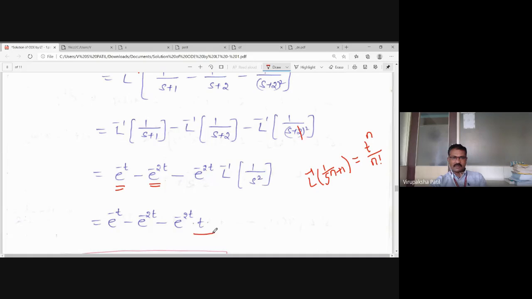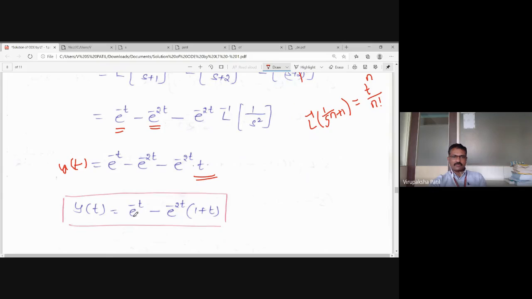Therefore, the required answer is what? y of t is equal to e to the power minus t minus e raised to minus 2t minus t e raised to minus 2t. From these two terms you have taken e raised to minus 2t common, and from this one you are left with the minus of e raised to minus 2t taken common. So this becomes e to the power minus t minus e to the power minus 2t into 1 plus t, which is the required answer.